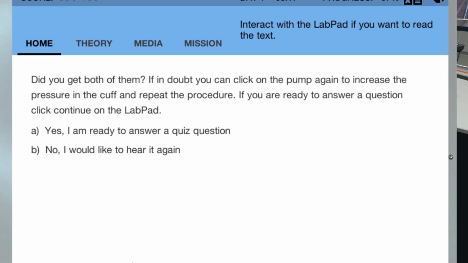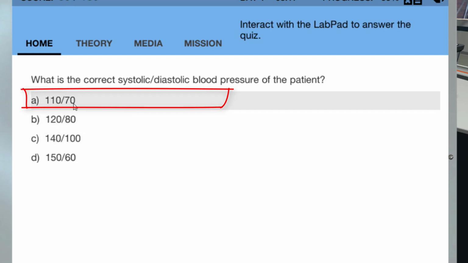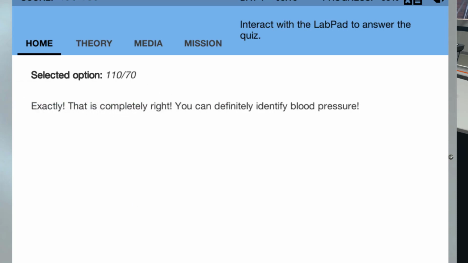Did you get both of them? What is the correct systolic and diastolic blood pressure of the patient? Exactly. That is completely right. You can definitely identify blood pressure.